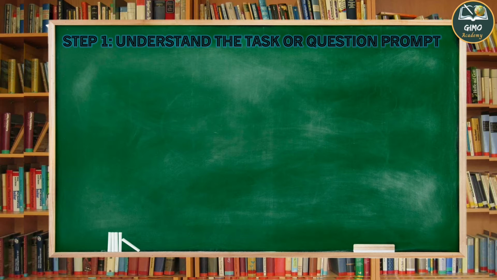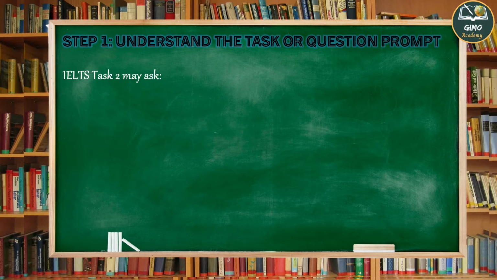Step number 1. Understand the task or question prompt. The IELTS Task 2 essay has several types of questions. The first step to effectively writing an essay for Task 2 is to understand the question being asked.